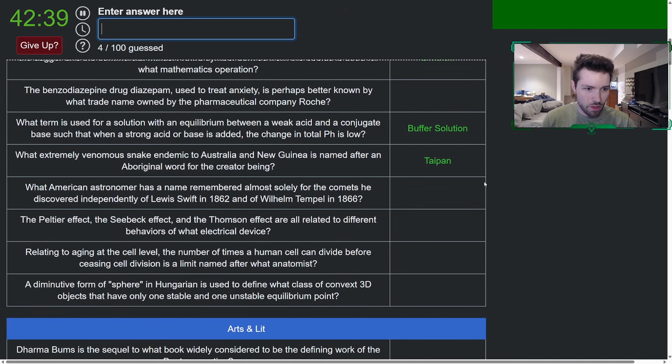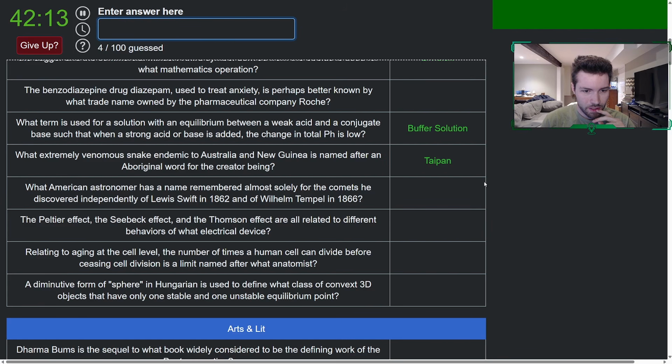What American astronomer has a name remembered almost solely for the comets he discovered independently of Lewis Swift in 1862 and of Wilhelm Tempel in 1866? I mean, it's not Halley, is it? Is it like Hale or Bopp or Hale-Bopp? I just know that's the Heaven's Gate guy.